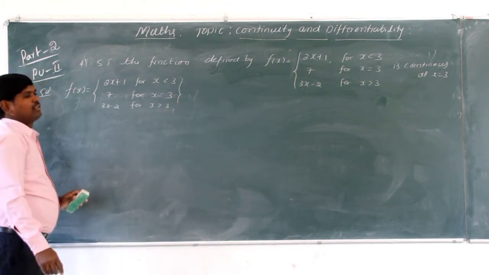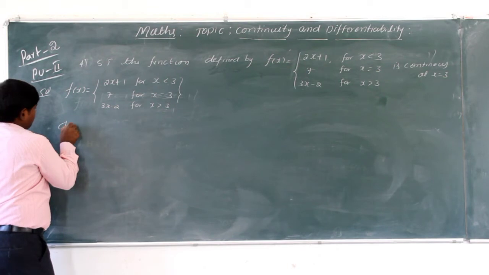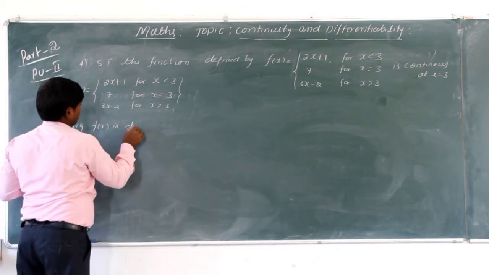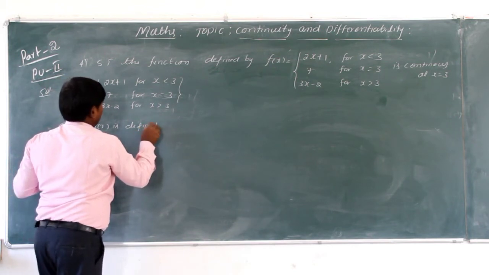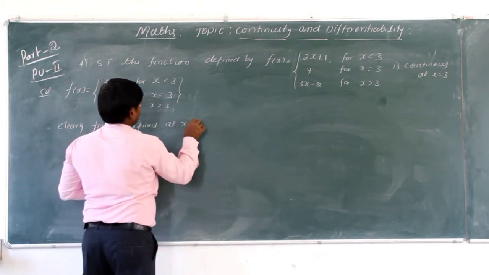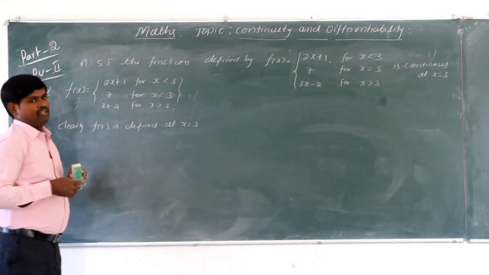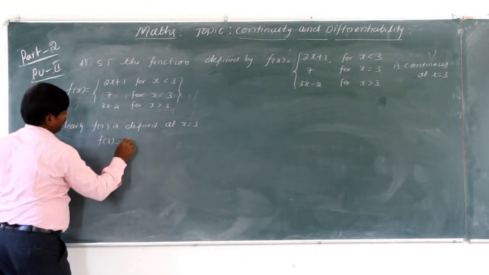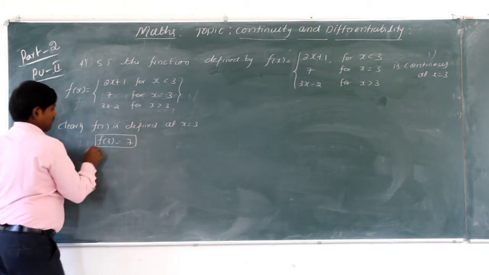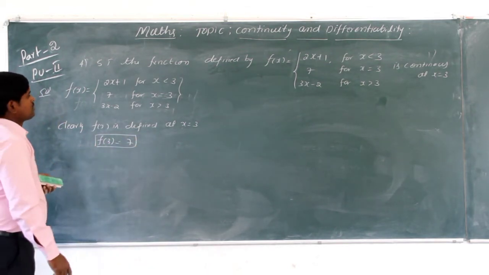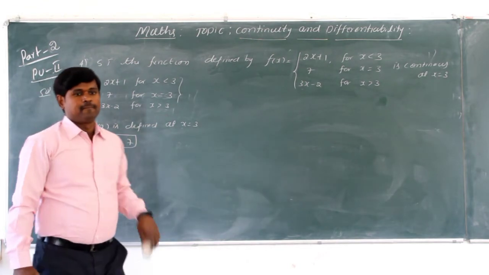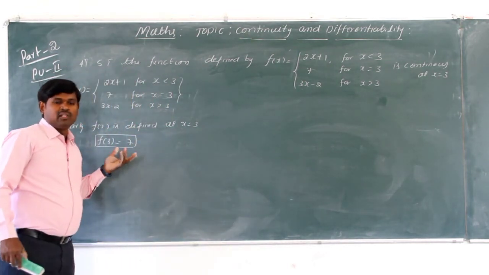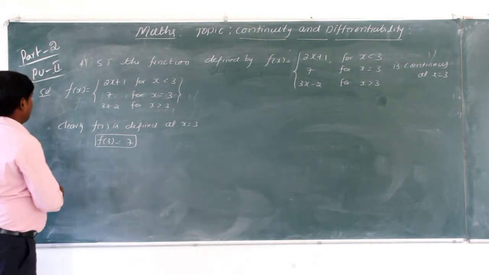Clearly f of x is defined at x equal to 3, that is, f of 3 is equal to 7. This is the value of the function. Here the function is split, so we work it out with the help of the left hand and right hand limits. Now we take the left hand limit.